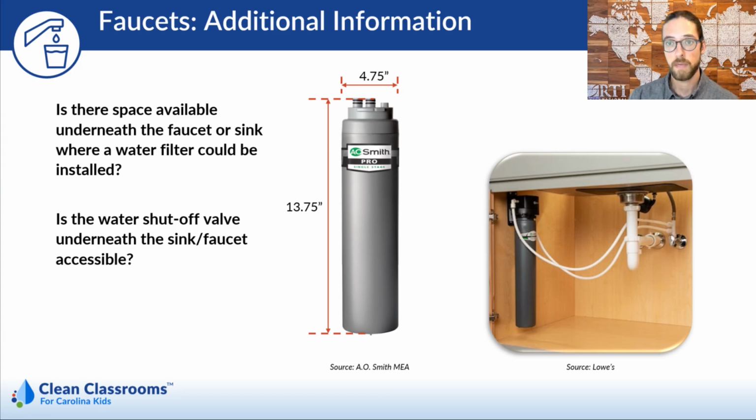Once you've completed the faucet measurements, you will also need to determine if there is space available underneath the sink where a water filter could be installed, and whether the water shutoff valve underneath the faucet or sink is accessible. For reference, a water filter that may be installed is approximately 14 by 5 inches and can be installed either horizontally or vertically. Some shutoff valves may be at a different location or installed behind the wall. If that is the case, mark no for the second question here.